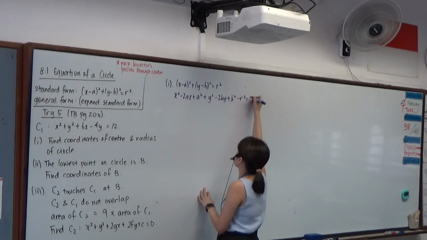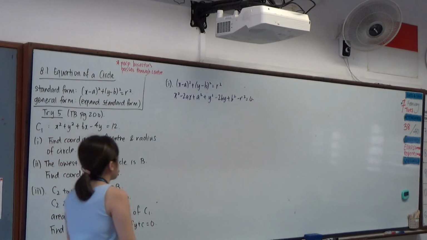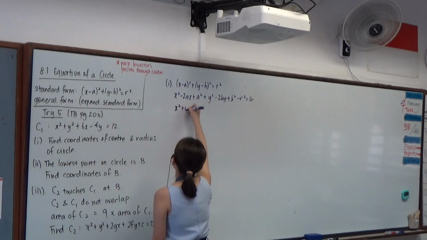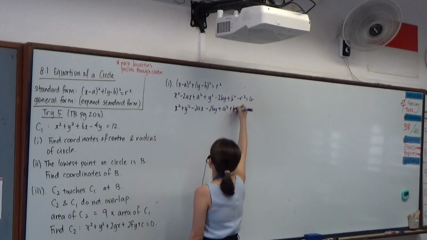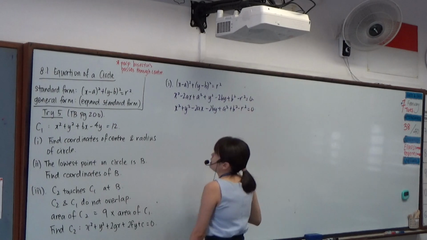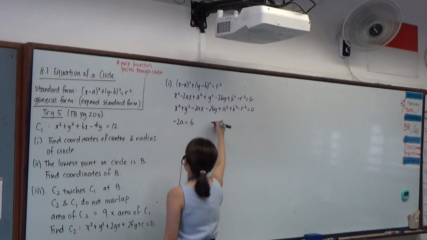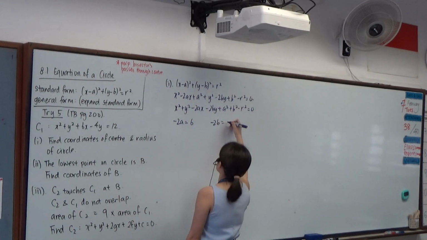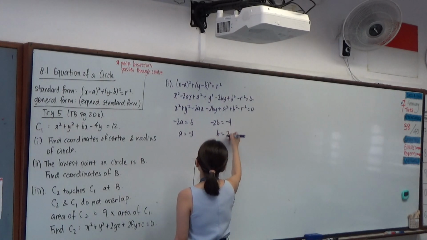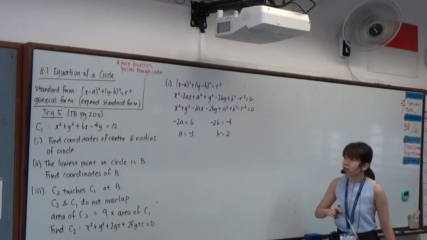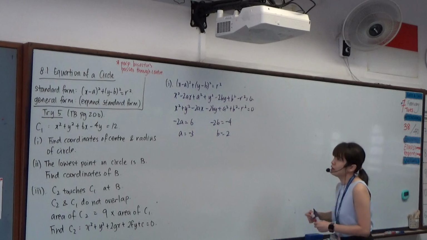To be honest, at some point you will probably eventually memorize the expanded form. Then after that, you do your comparison. So negative 2a equals 6, and negative 2b equals negative 4. So we get a to be negative 3 and b equals 2, sorry.